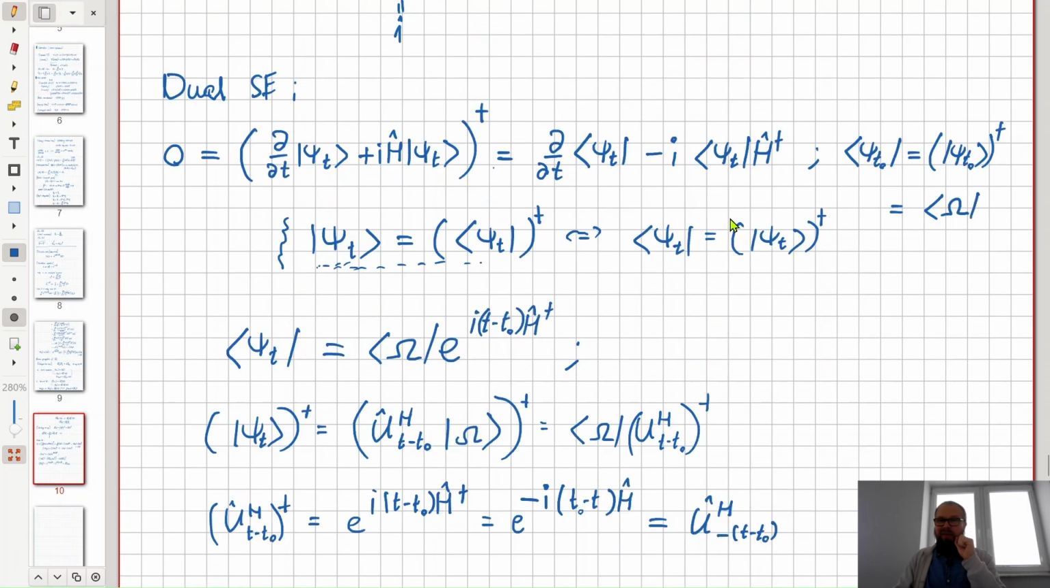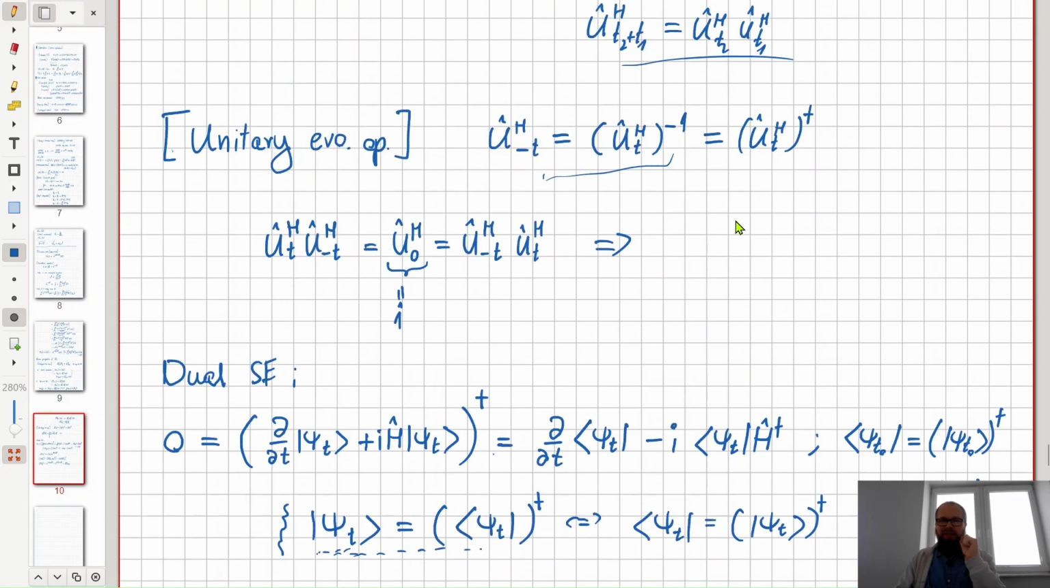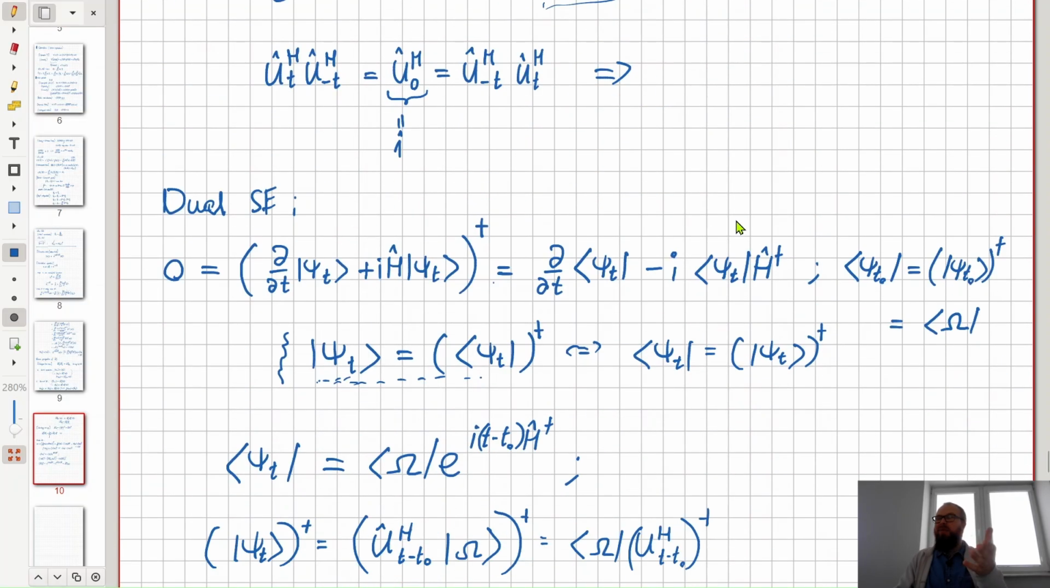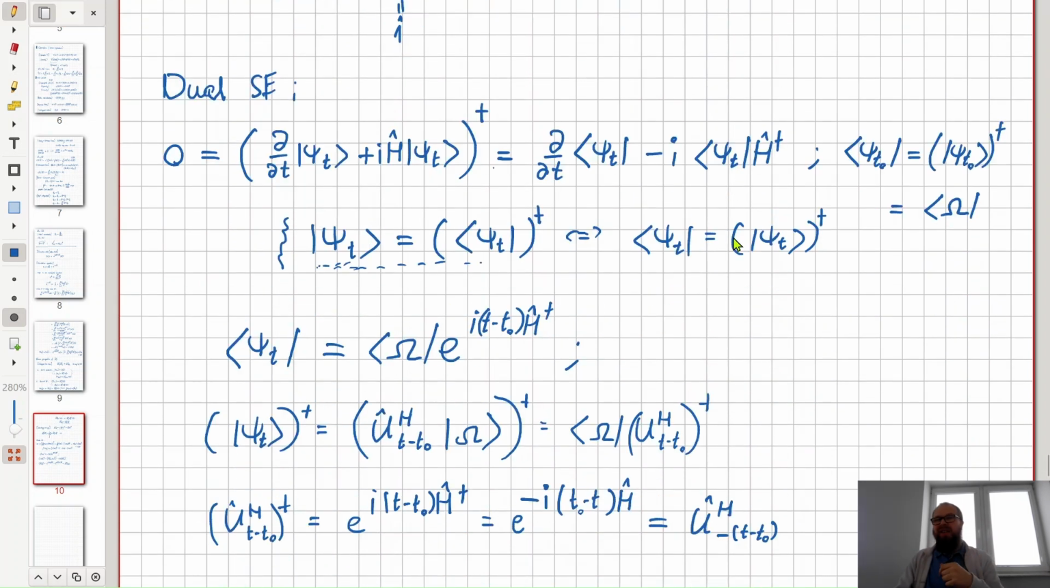And to prove unitarity, there was an assignment to do it just algebraically, but I did a trick where I considered a dual Schrödinger equation. Any questions? Okay.